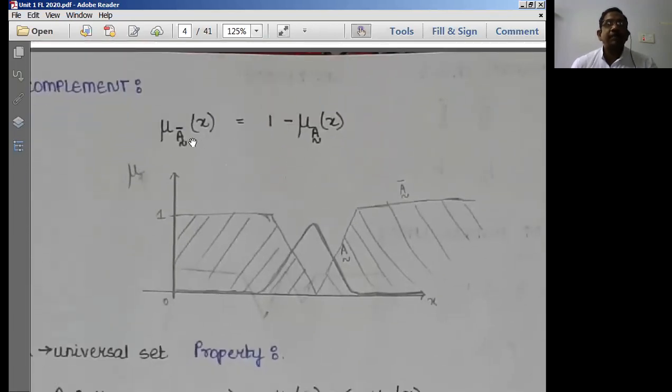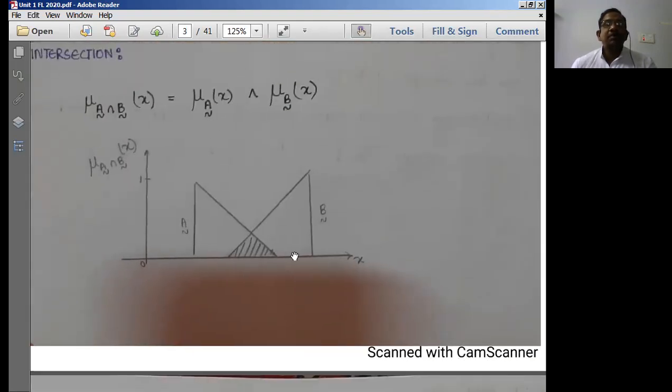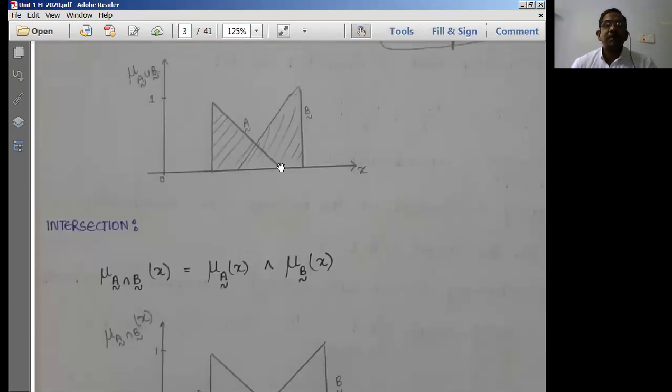Complement of A. So how can we write the complement of A? A is having a minimum value here. See, this A is having a minimum value here. So here you're going to have the maximum value. After this, A is having a minimum value here. So there you're going to get a maximum value. Then A is taking a maximum value here.